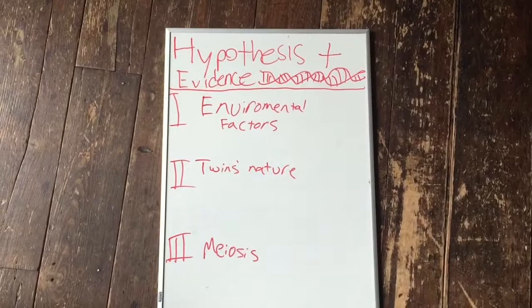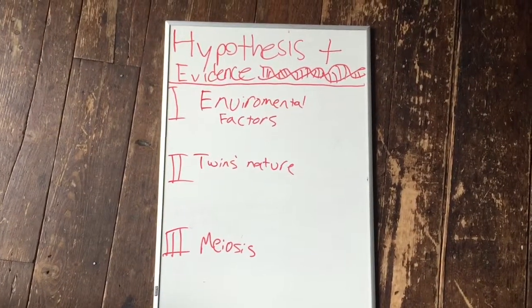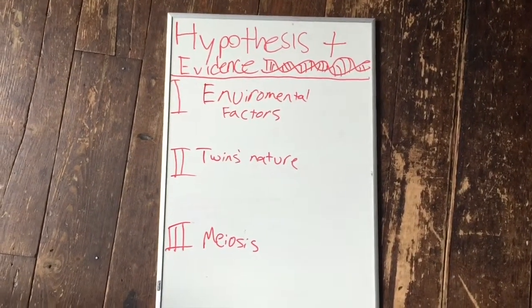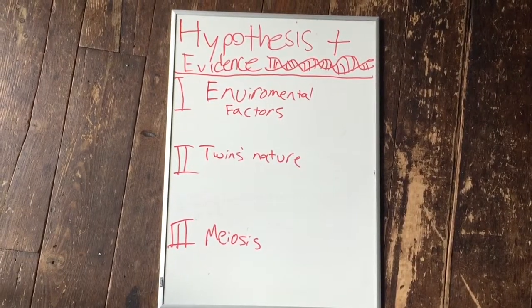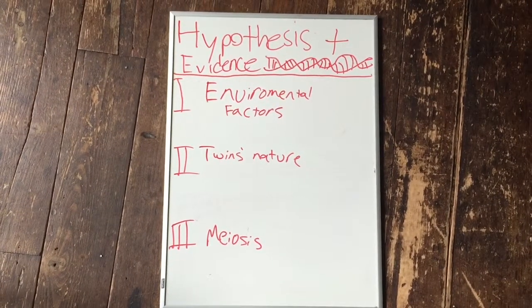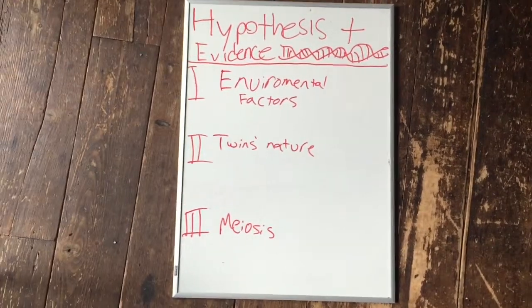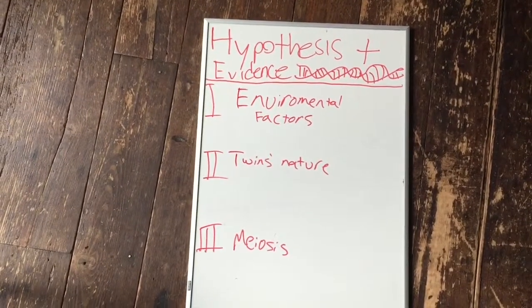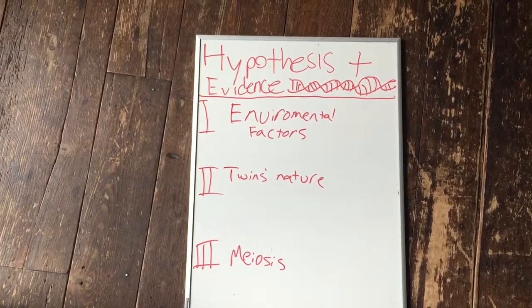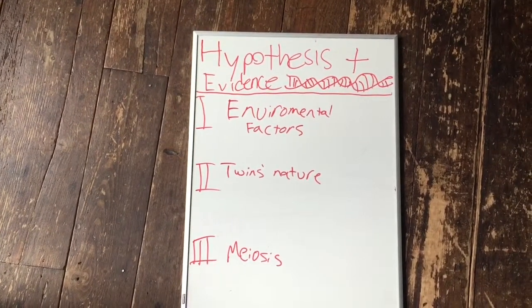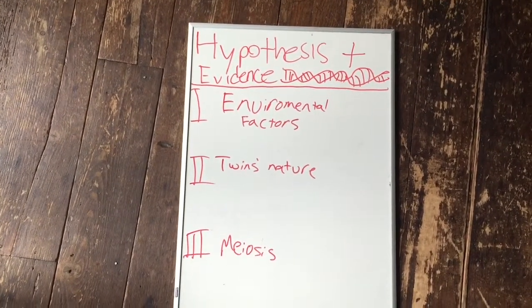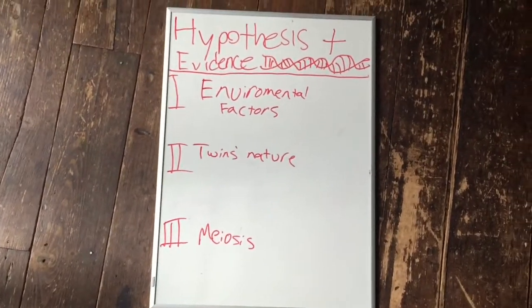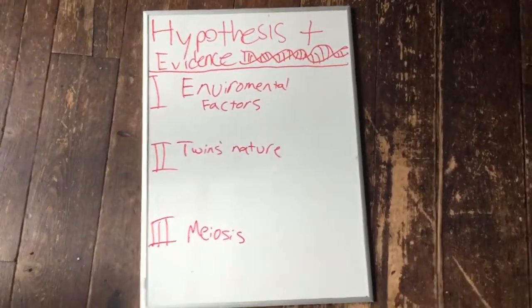The three factors that make the offspring of the twins not identical are the environment, the twins' nature, and meiosis. Environmental factors can alter the DNA. The nature of twins: modern science has proven that identical twins aren't really identical on the genetic level. And finally, meiosis, which is the gamete-making process.